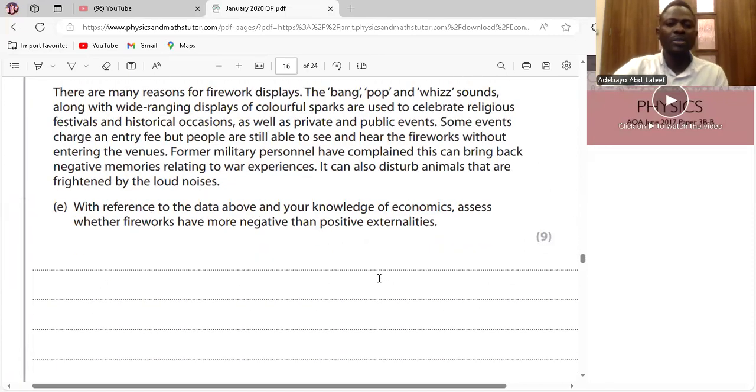With reference to the data above and your knowledge of economics, assess whether fireworks have more negative than positive externalities. But we need to talk about the externalities itself. Externalities are spillovers, which have effects on production and consumption. Spillovers. So it could be positive and it could be negative. So let's talk about positive externality first. Positive externalities occur when the benefits of production or consumption affect the third party, or are enjoyed by the third party. That is positive externality.